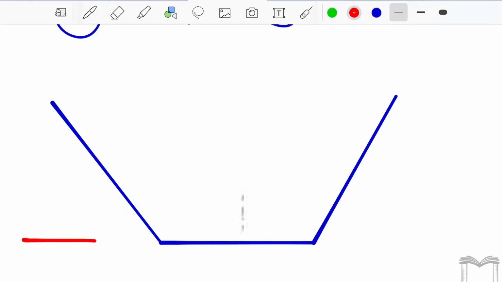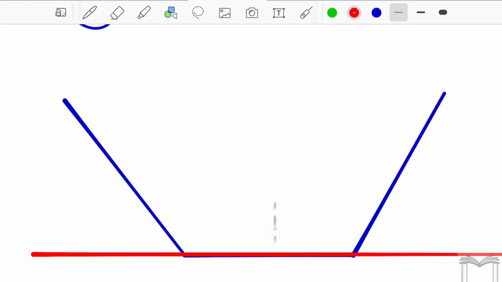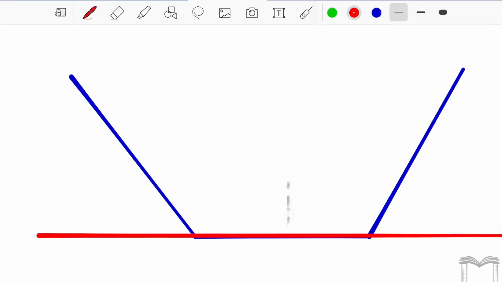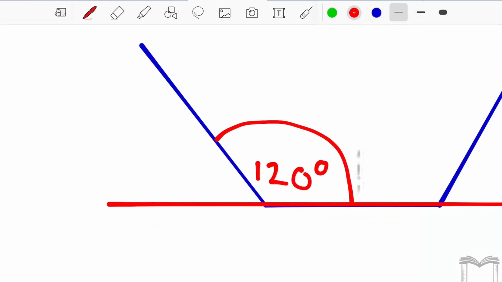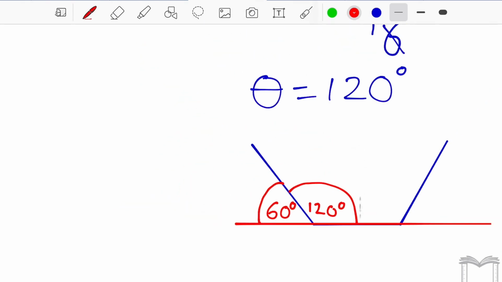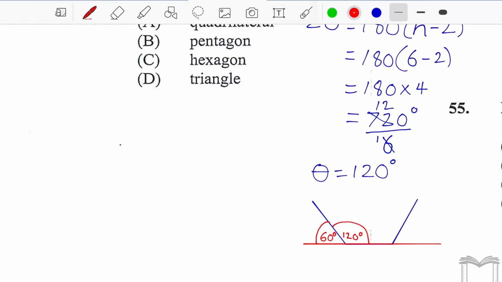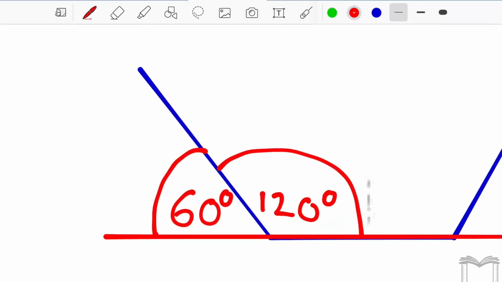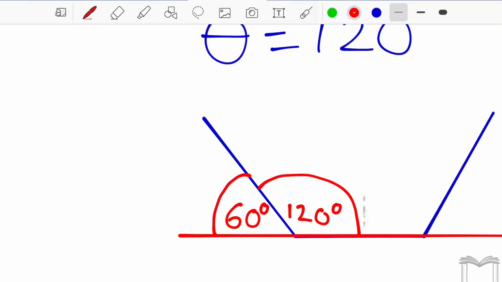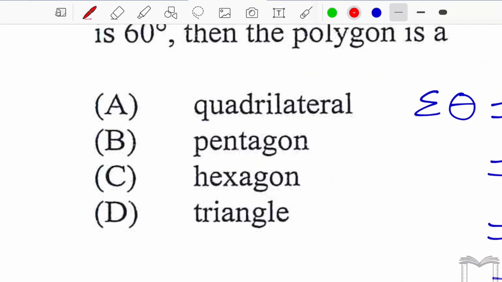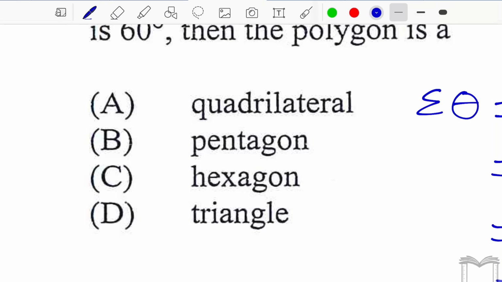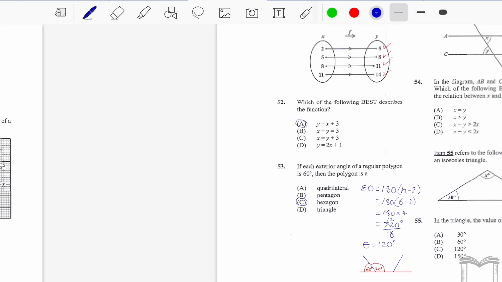Right, not the best, but it will do. So we have a hexagon. We are drawing a horizontal line. So if the internal angle is 120 degrees, then since this is a straight line, the external angle will be 60 degrees. So this is correct for the hexagon. The external angle of the hexagon is 60 degrees and the internal angle is 120 degrees. So C is the answer.